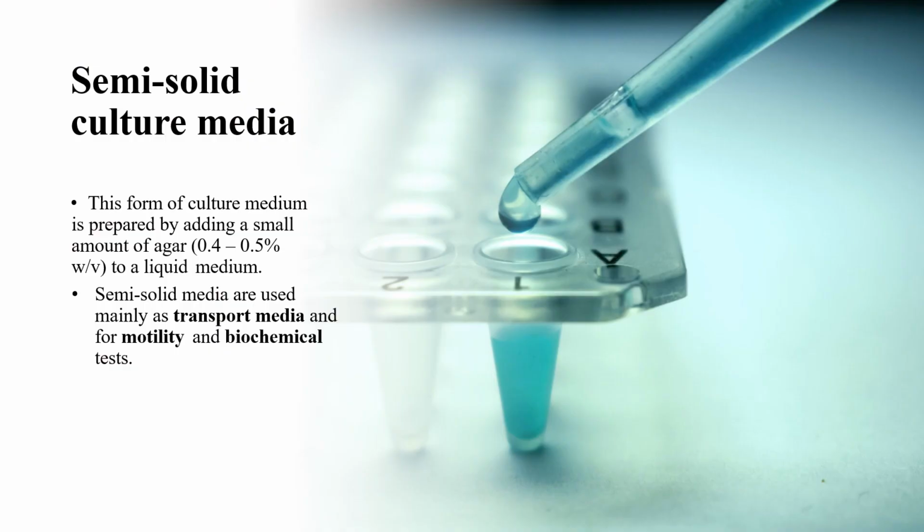Semi-solid media are a type of culture medium that has a gel-like consistency, intermediate between solid and liquid media. They are prepared by adding a small amount of agar, usually around 0.4 to 0.5% weight by volume, to a liquid medium. The addition of agar to the liquid medium allows it to partially solidify, creating a semi-solid texture. This consistency is achieved because agar, a gelatinous substance derived from seaweed, forms a network of interconnected fibers when heated and then solidifies as it cools.